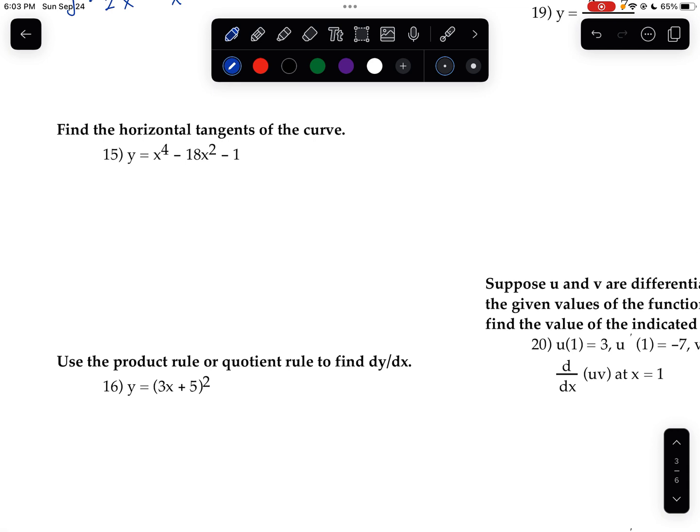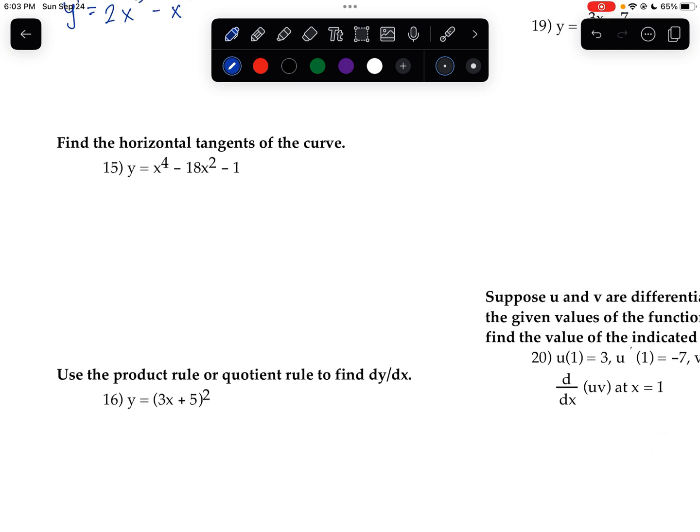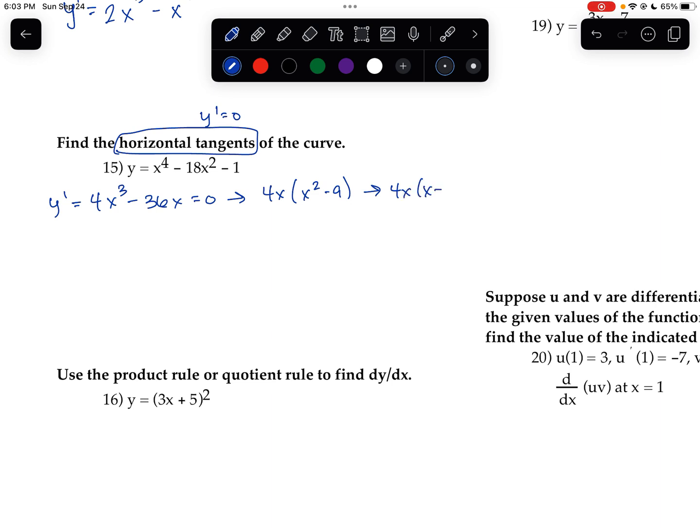Find the horizontal tangents of the curve. Alright, so to find horizontal tangents, y prime is equal to 0. So y prime in this case would be equal to 4x cubed minus 36x. Okay, and we want to set that equal to 0. We can factor this. We can take out a 4x. We'd be left with x squared minus 9. Factor that again. We get 4x, x plus 3, and x minus 3. So we have horizontal tangents. I'm going to move this down over here.